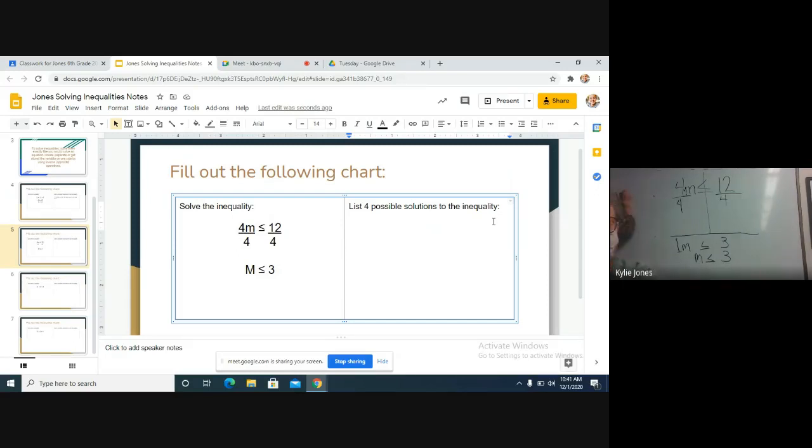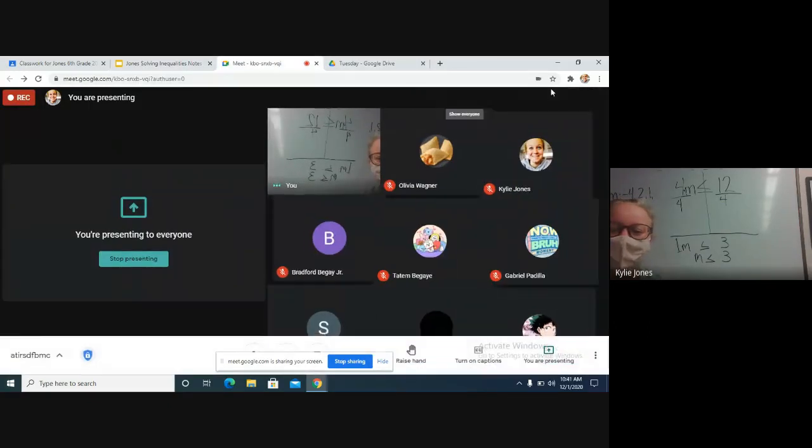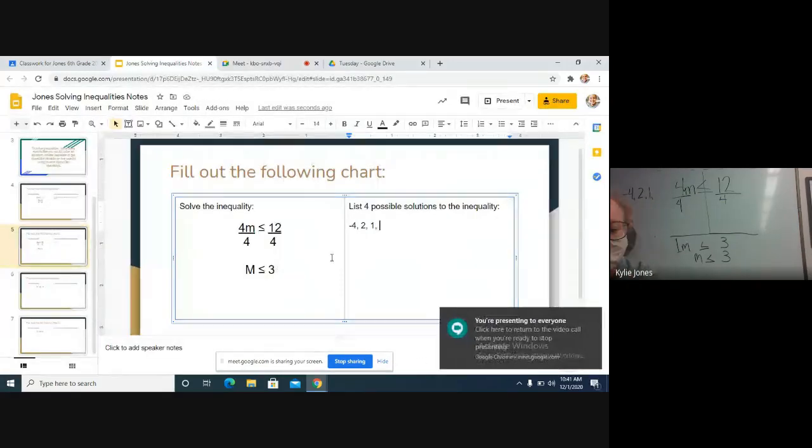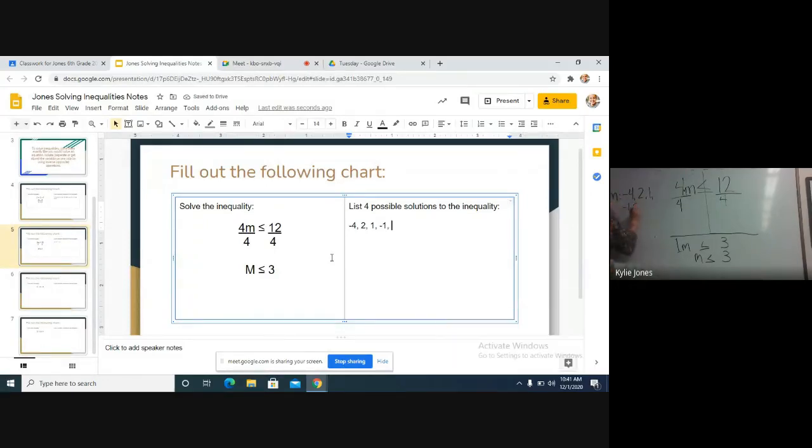-5? That would be less than 3. And -4. Less than 3. Juliana? 2. That is less than 3. 1. Alex, give me a number less than 3. -1. Do you guys know that negative numbers would work? Good. 0. 0 is less than 3. Sarah, give me a number less than 3.